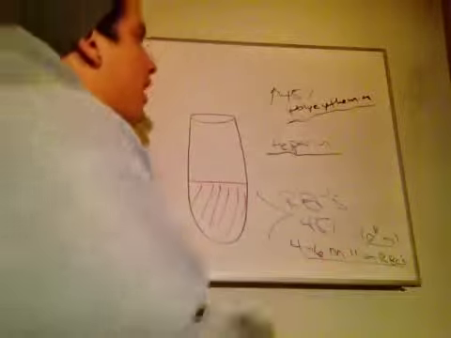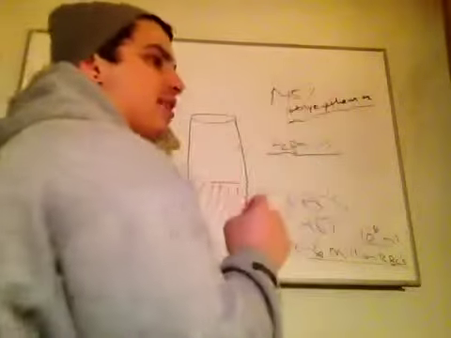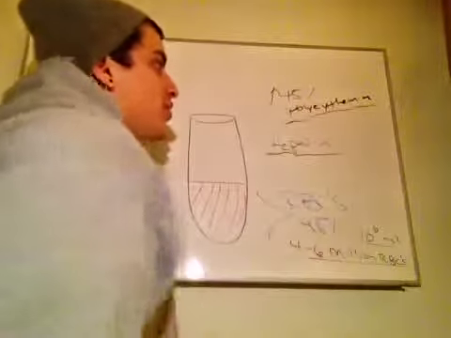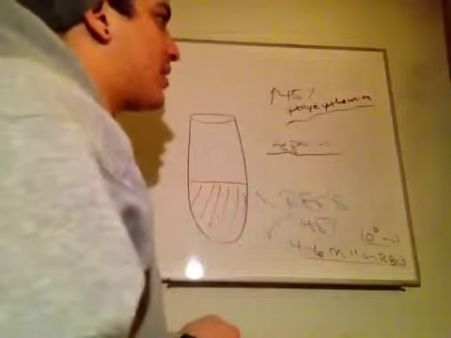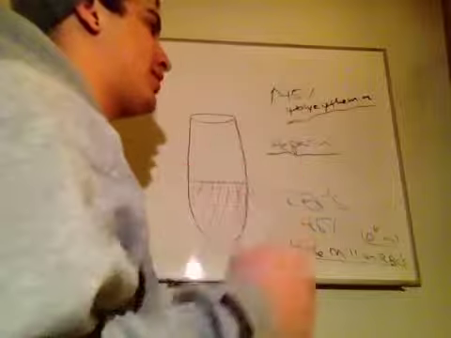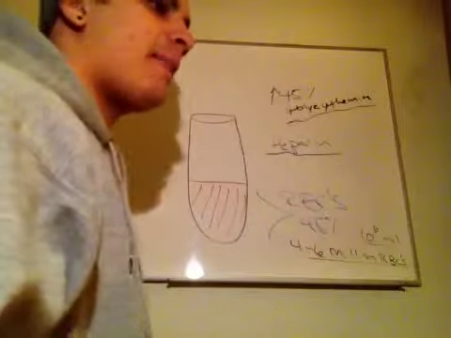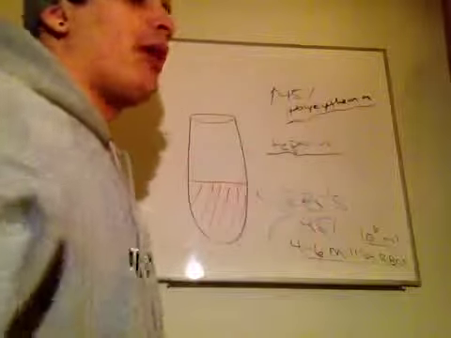Polycythemia is an abnormal excess of red blood cells. Usually, we say there are two kinds. There's what's called polycythemia vera, which is a condition due to bone marrow cancer.